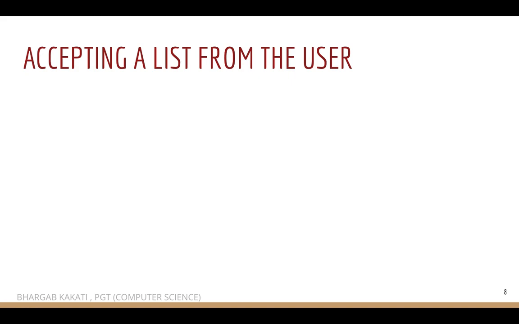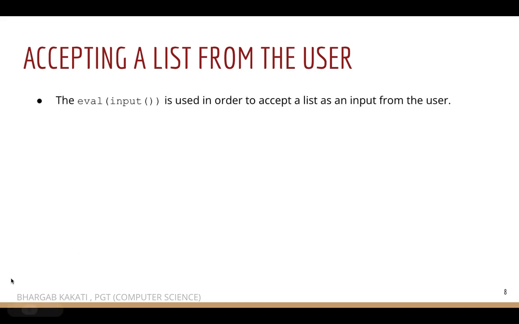For accepting a list from the user, we have a specific function, which is the eval(input()) function. The eval(input()) function is used in order to accept a list as an input from the user. If I want to accept an integer, the function is int(input()). For accepting a floating point number, the function is float(input()). For accepting strings, the function is input(). Similarly, for accepting a list, the function is eval(input()).